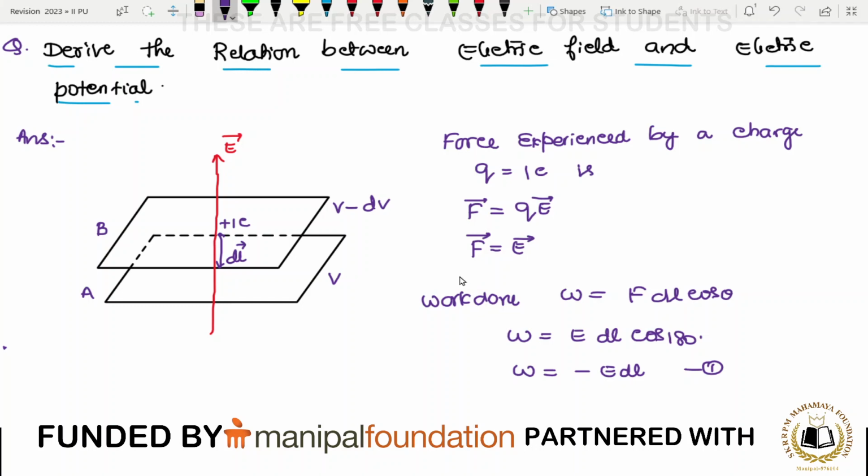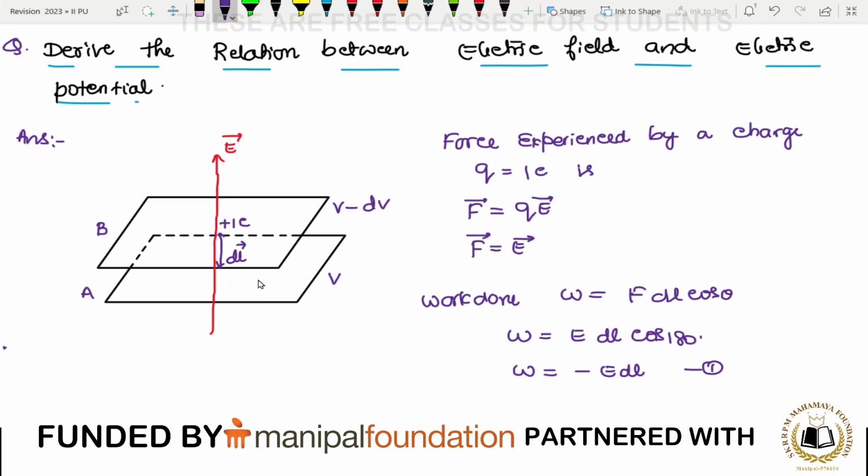So we'll take now two equipotential surfaces A and B. They are kept parallel to each other. The gap between these two is how much? dl. Electric field is perpendicular to the equipotential surfaces. Potential on surface A is V. Potential on surface B is V minus dV. That means in the direction of the field, potential decreases. So the gap between these two plates or surfaces is dl. So we'll take 1 coulomb of charge. That charge we should move from surface B to surface A.